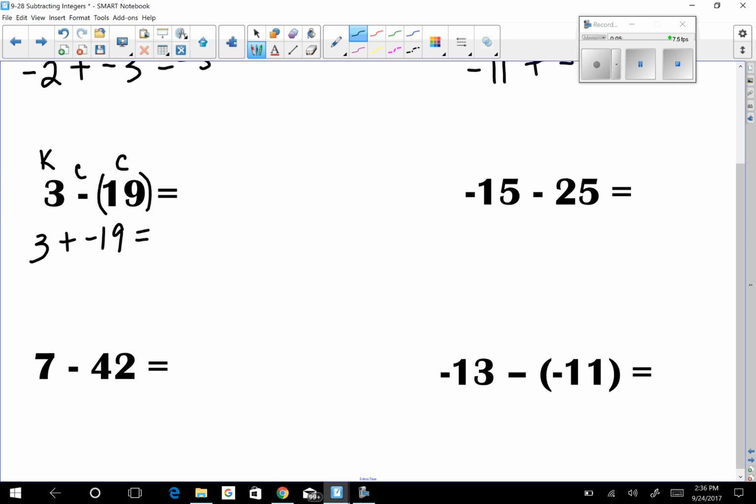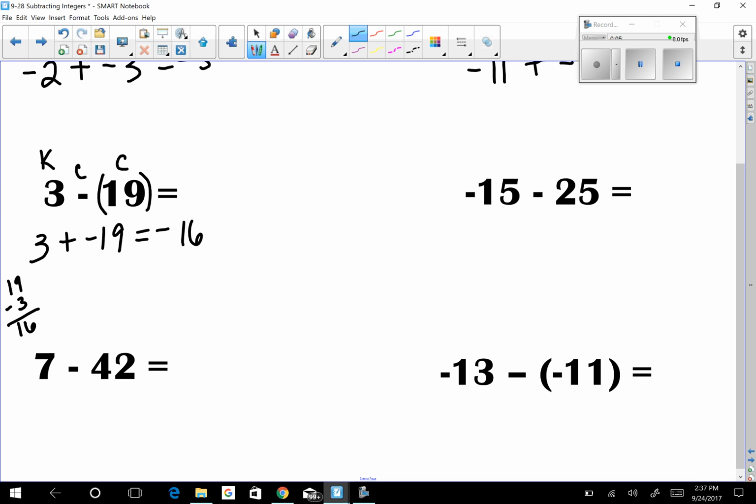Now we have an integer addition problem. So we follow those rules. This one's positive, this one's negative, so we're going to have to take their difference because they have different signs. So 19 minus 3, that's 16. But then we're going to keep the sign of the larger number. Who's larger? 19, and it is negative, so it is negative 16.